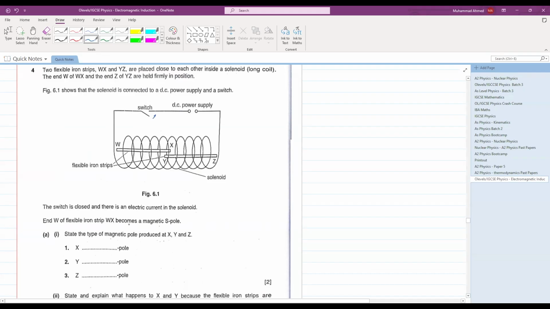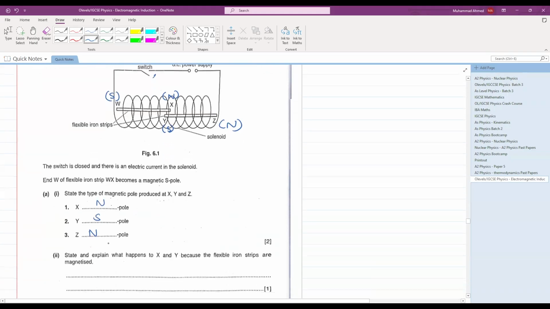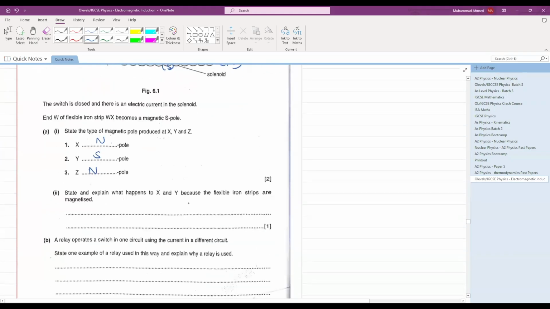And W of a flexible iron strip WX becomes a south pole. So this becomes your south pole. What will X become? X will become North Pole. If X is North Pole, what will Y become? South Pole. If Y is South Pole, what will Z become? Z will become North Pole. So we have to write everything here. Z is North Pole, Y is South Pole, X is North Pole as well. State and explain what happens to X and Y because the flexible iron strips are magnetized.